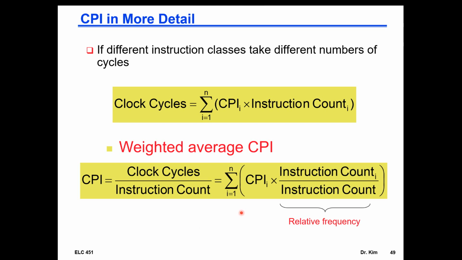So this would be for a specific class of instruction. Let's say that we have arithmetic instructions as one class, and let's say that all arithmetic instructions take 4 cycles. So the CPI sub i for arithmetic would be 4. And if I count that I have 1,000 arithmetic instructions, that would be instruction count i. The instructions for arithmetic would be, for example, add, subtract, shifts, things like that.